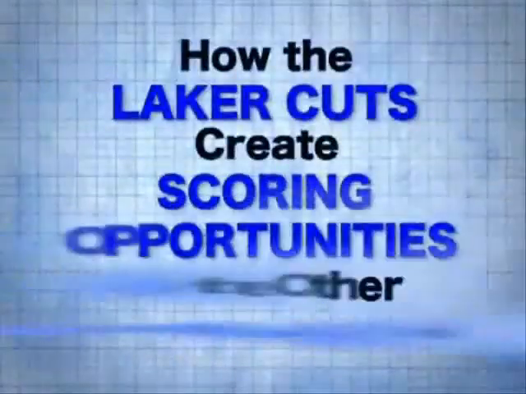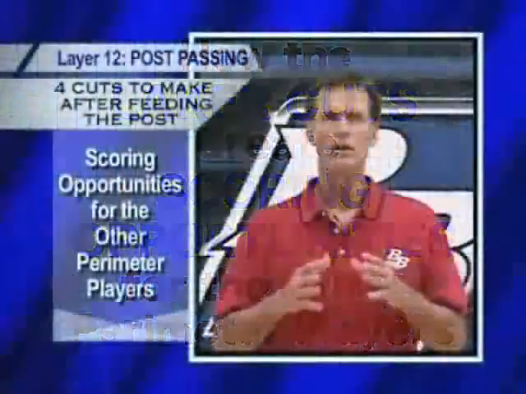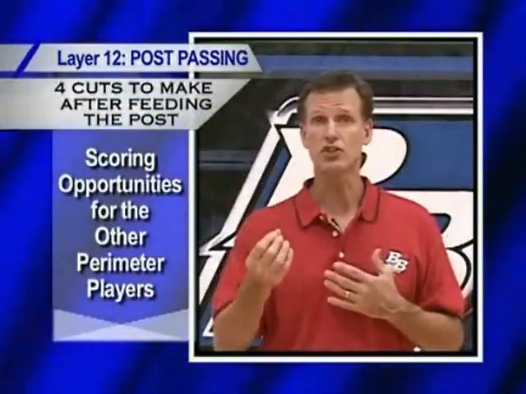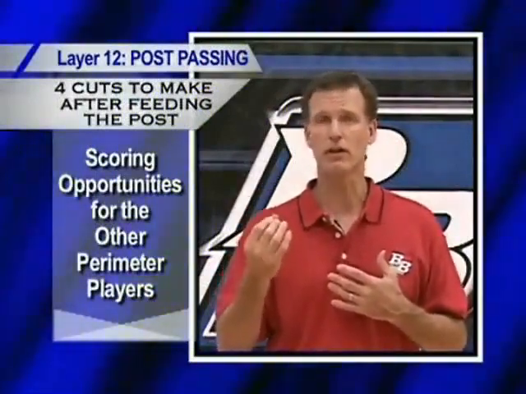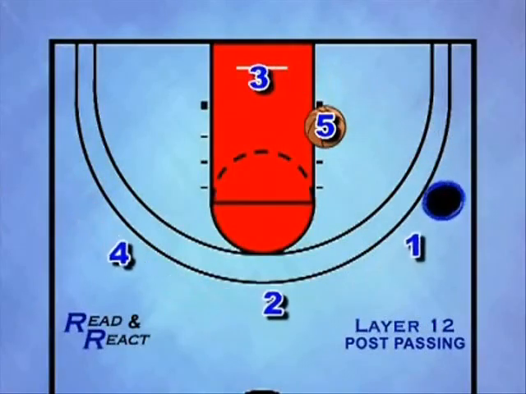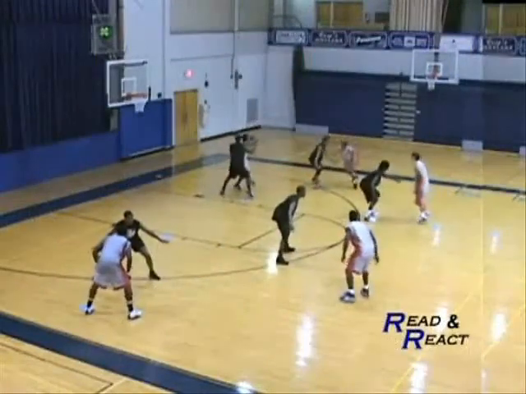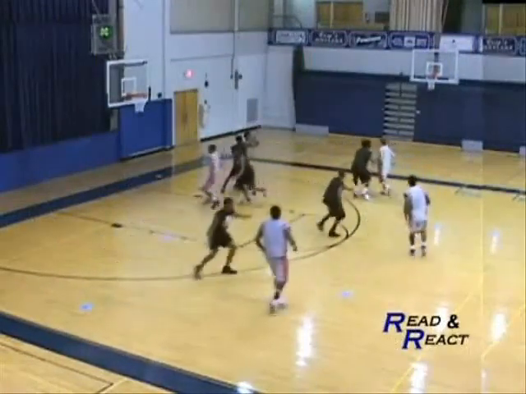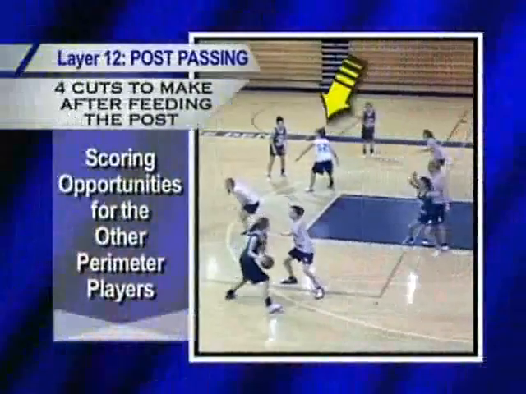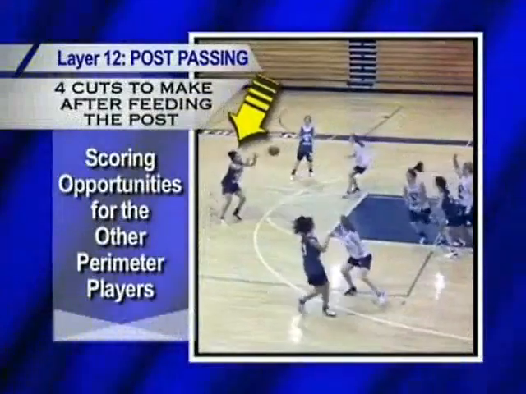How the Laker cuts create scoring opportunities for the other perimeter players. What about the other three perimeter players? Well, nothing's changed from the first fundamental layer. They must fill the vacant spot. This creates movement on the perimeter. This movement occupies the perimeter defenders and discourages them from helping down onto the post. And if one of them does help down onto the post, the movement of the perimeters will create better passing targets for the post.